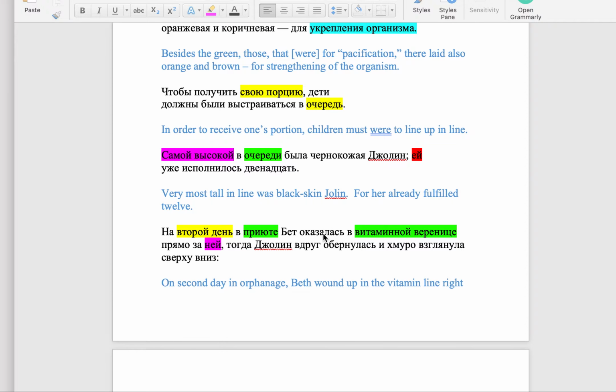Окей, чтобы получить свою порцию, дети должны были выстраиваться в очередь. Okay, so in order to receive one's portion, children were to line up in line. So yeah, that sounds very strange in English, but that's the Russian construction translated literally.